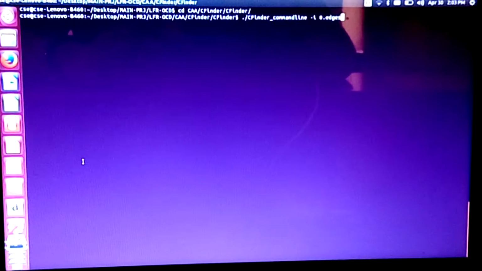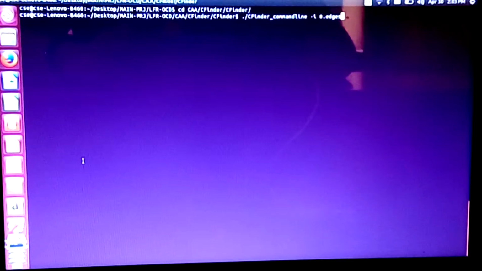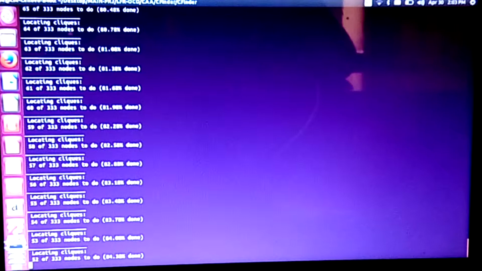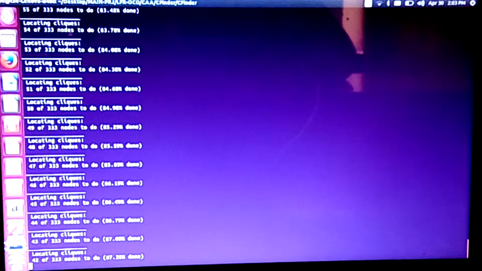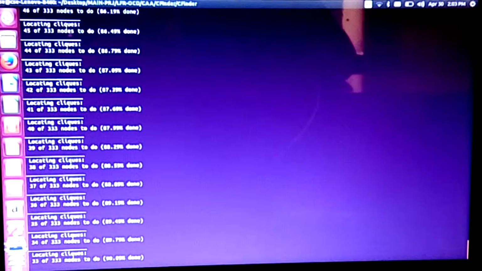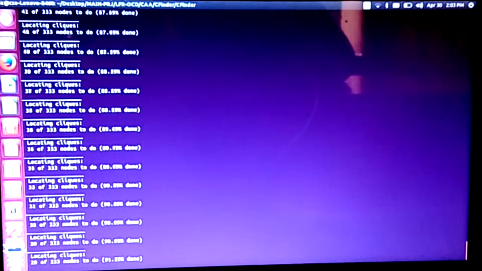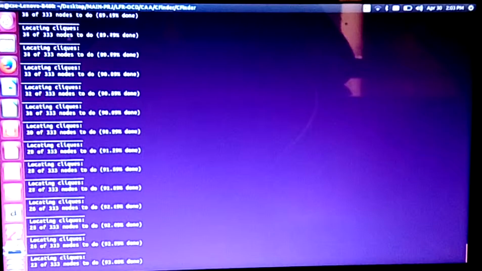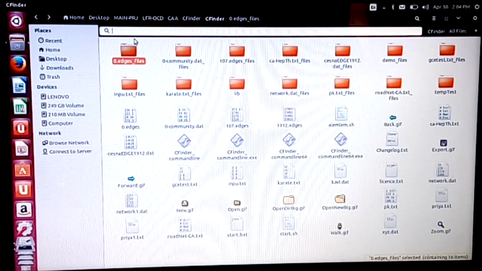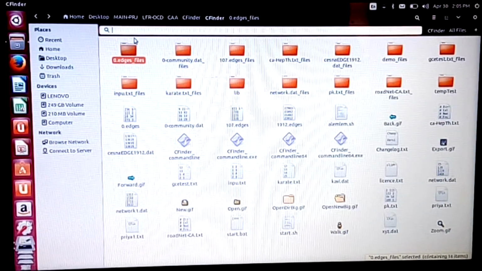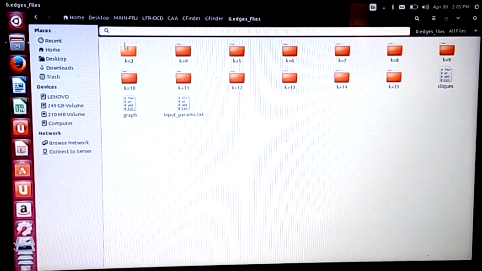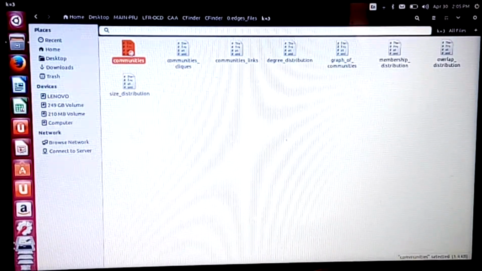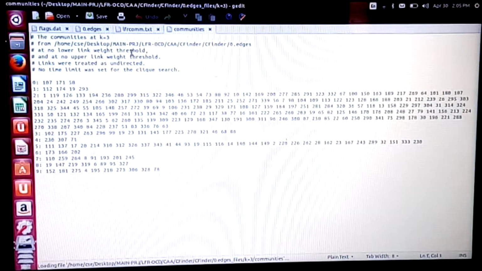Now the execution of the CFinder algorithm. The same dataset input file 0.edges is passed to the CFinder algorithm. As a result, the cliques are formed in this format. As a result, a 0.edges file is formed. In these, for different k values, communities are formed. These are the set of communities formed by the CFinder algorithm.